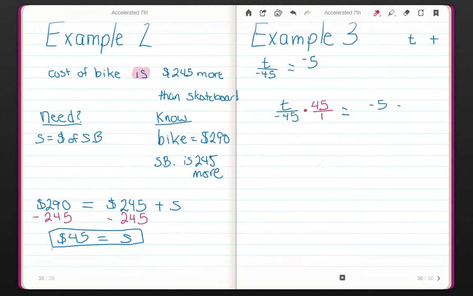But on this side of the problem, I'm just going to write times 45. Now, one other note, this is negative 45, so I need to multiply by negative 45 as well, because I need my negative sign to cancel out as well. So 45 and 45 cross cancel, leaving t by itself. So t equals negative 5 times negative 45, which is positive 225, because a negative times a negative is always positive.